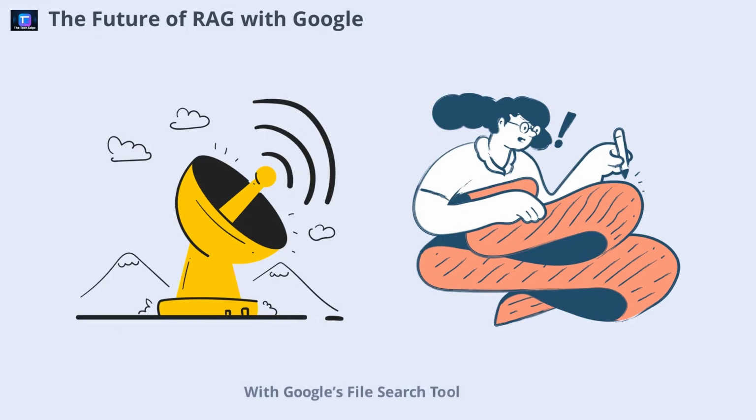With Google's file search tool, the future of Retrieval Augmented Generation looks brighter than ever. By removing technical barriers and making advanced AI tools affordable and accessible, Google is empowering developers and businesses of all sizes. Whether you're building support bots, internal knowledge bases, or innovative new apps, file search makes it easier to harness the full potential of RAG. The possibilities are just beginning.